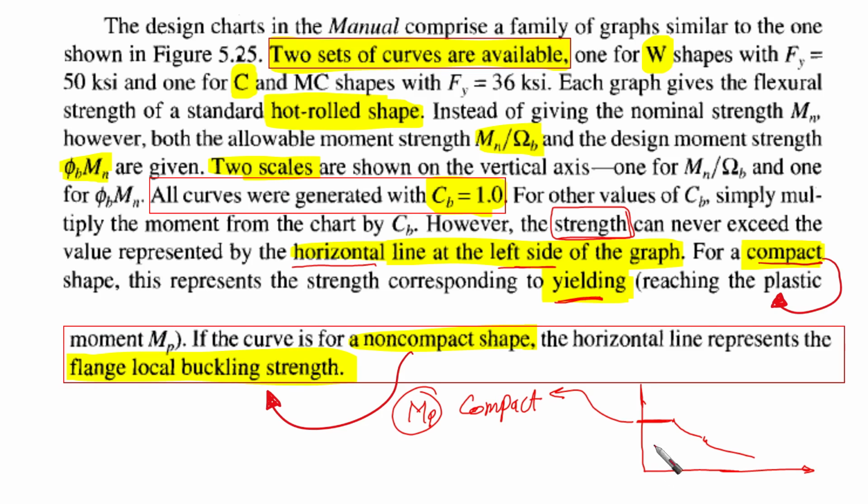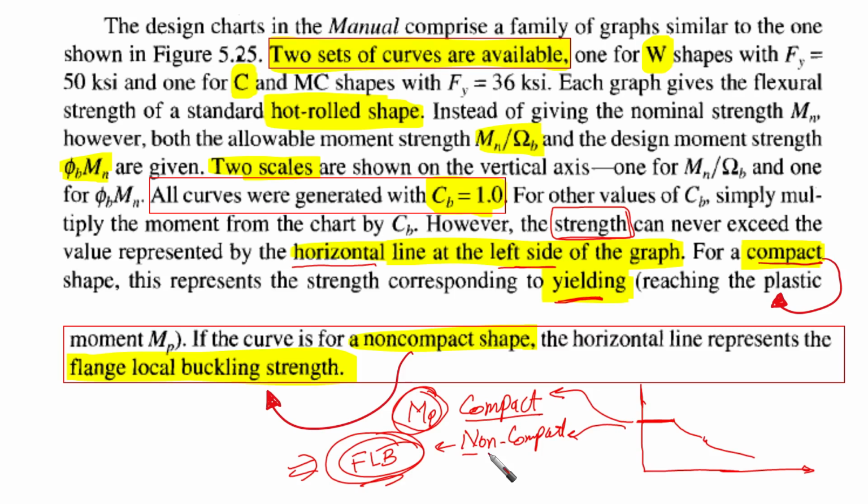But if we find that this shape is non-compact, then the horizontal line in this case is not going to be Mp. It is going to be based on flange local buckling, because it's non-compact and cannot reach Mp. And the web is going to be compact, as we know, for hot rolled shapes. So we are always concerned with the flange local buckling. It depends on whether our shape is compact or non-compact.